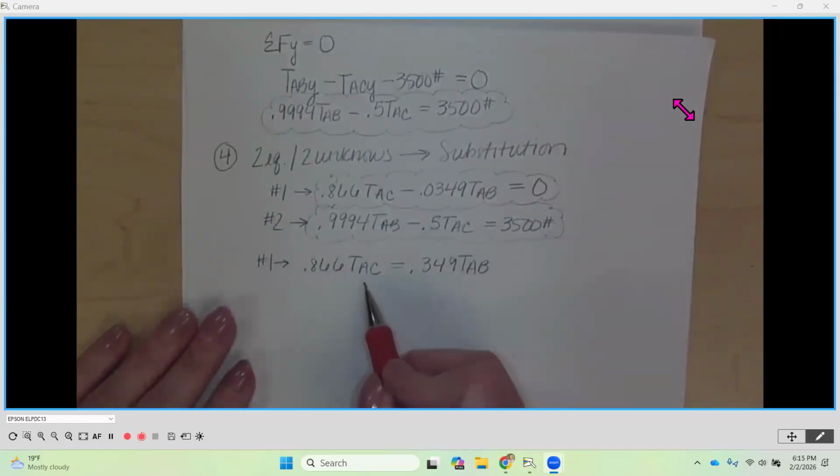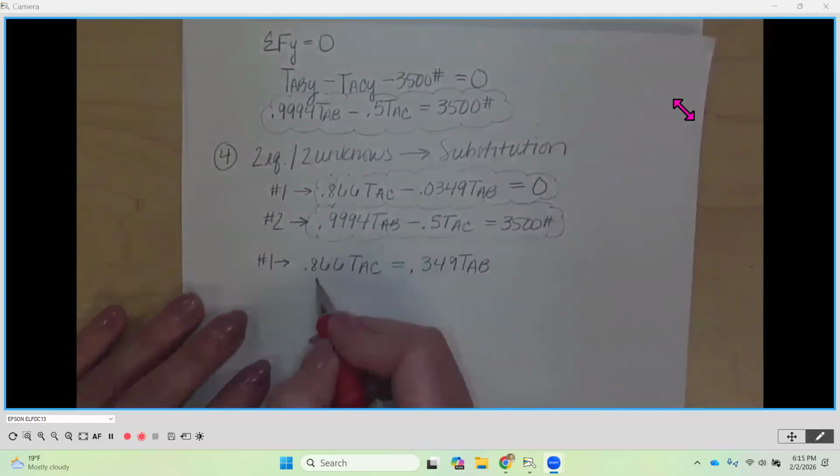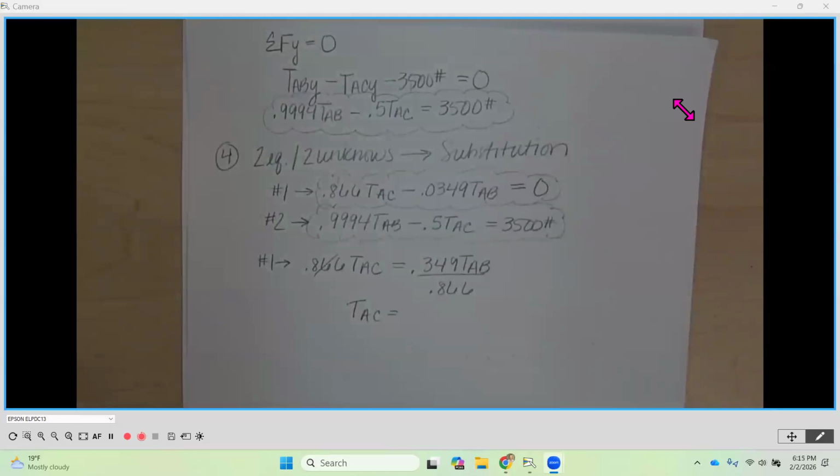And now I want to get one of the variables by themselves. Whether it's TAB or TAC does not matter. I'm going to pick TAC because I like to have my unknown variable on the left side. If you want to do TAB, go ahead. That's totally fine. But I'm going to solve for TAC here. So I'm going to divide both sides by 0.866. And I'm going to get TAC equal to.